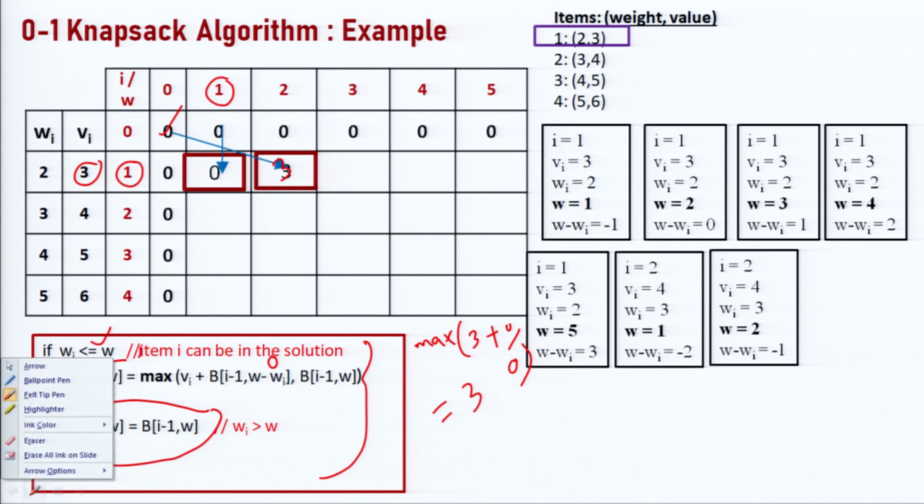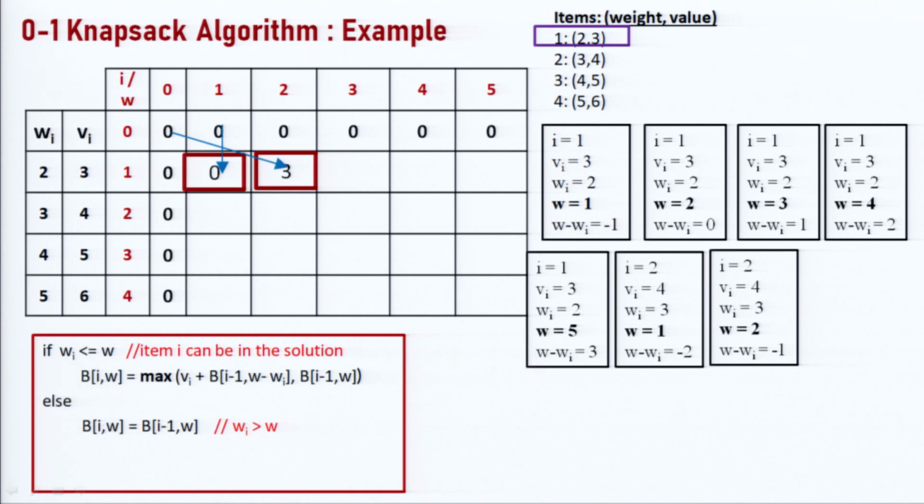Okay. Now, just see this block. What is the weight of the first item? 2, and what is the value of W? That is 3. Knapsack capacity is 3. Yes, we can put this item into this knapsack. So, the condition is satisfied. In that case, we will find out the maximum out of this. So, what will be the maximum value? What is the value of this item?